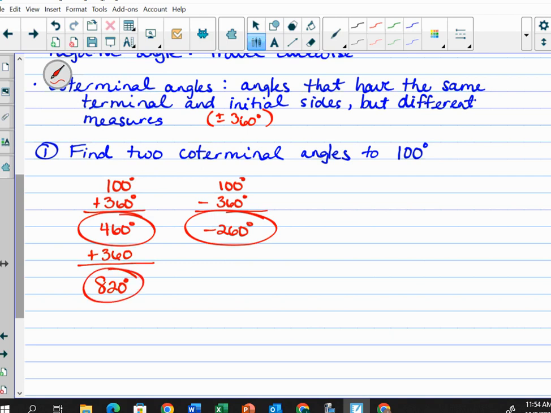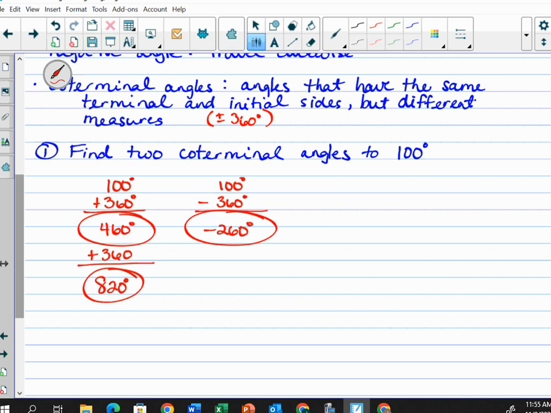There's usually someone who likes to be a pain and add 360 like 10 times and tell me what that answer is. And yes, that is still a coterminal angle, but usually it's a positive and a negative that I'll ask for, okay? Does it make sense, guys? Like, do you see it?